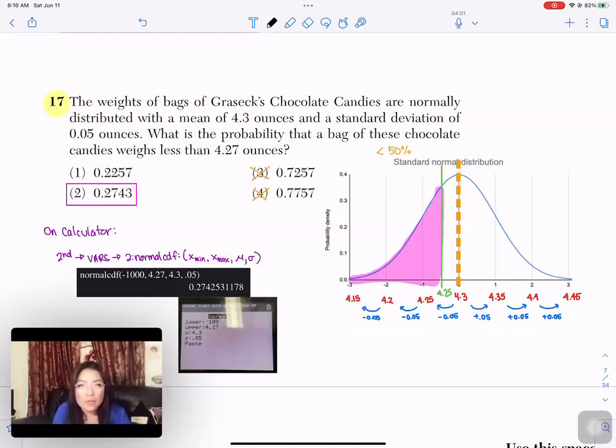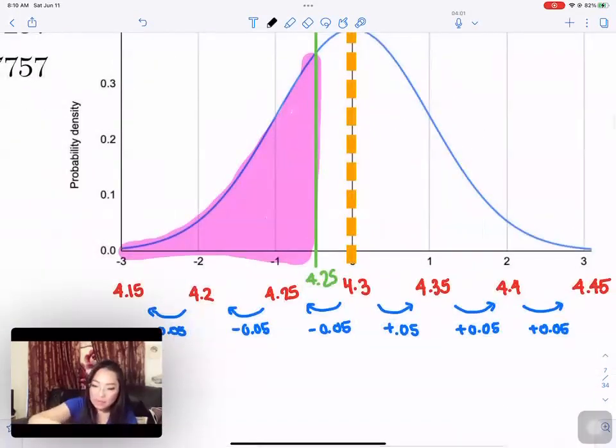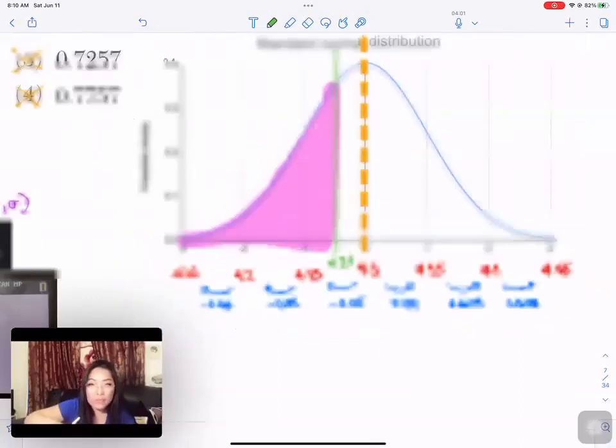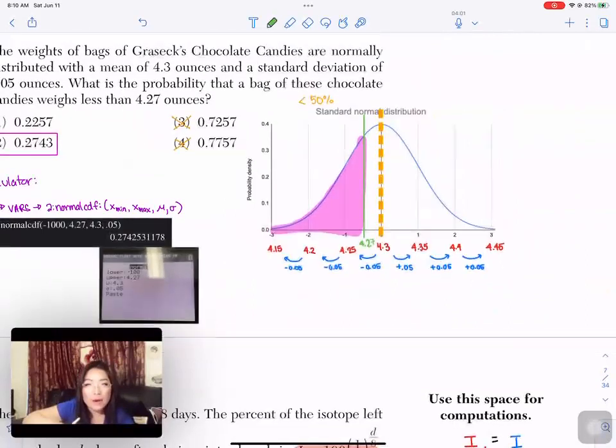So the probability that a bag weighs less than 4.27. Well, I want to know where 4.27 is on this graph. Why did I write 4.25? I meant 4.27, so let me fix that now. 4.27. So it's somewhere there, right?